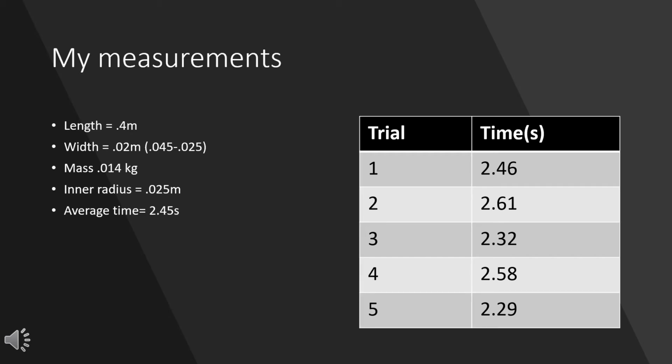Now for my measurements. The length of my tube of aluminum foil was 0.4 meters. The width of my aluminum foil was 0.02 meters. The mass of my magnet was 0.014 kilograms. The inside radius of the tube was 0.025 meters, and the average time of the magnet falling through the tube was 2.45 seconds.